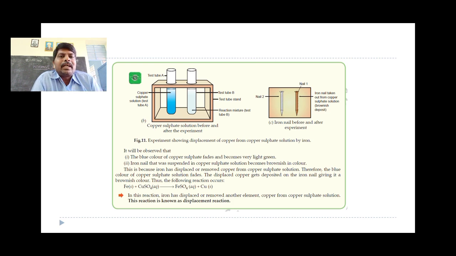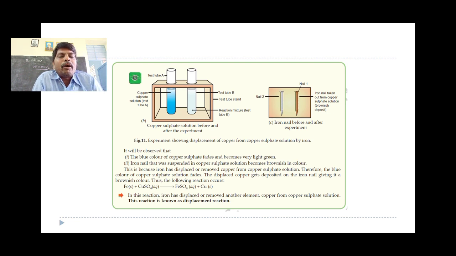So what did you observe? It will be observed that the blue color of copper sulfate fades and becomes very light green. The iron nail that was suspended in copper sulfate solution becomes brown in color. This is because iron has displaced or removed copper from copper sulfate solution. Therefore, the blue color of the copper sulfate solution fades. The displaced copper gets deposited on the iron nail, giving it a brownish color.